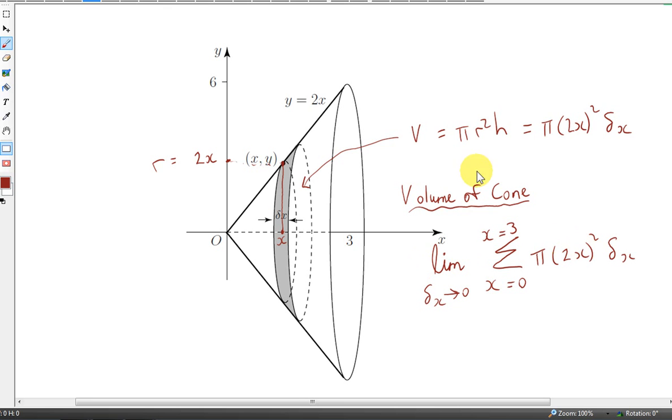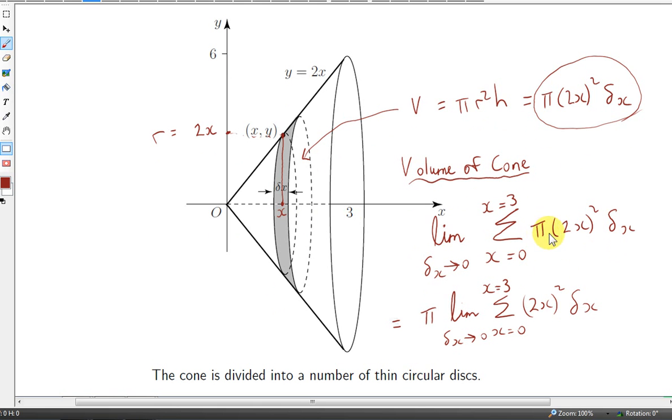Now, to get the volume of the cone, we have to sum all of these discs from x equals 0 to x equals 3, and then we have to let the height of the discs delta x tend towards 0. So we have to take the limit as delta x goes to 0. So the approximation becomes exact, because as you can see, this is not exactly a cylinder, but as delta x goes to 0, the approximation to a cylinder gets better and better.